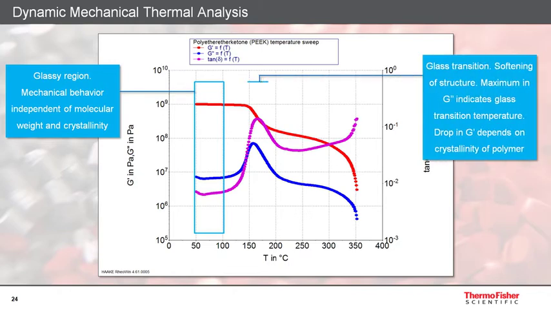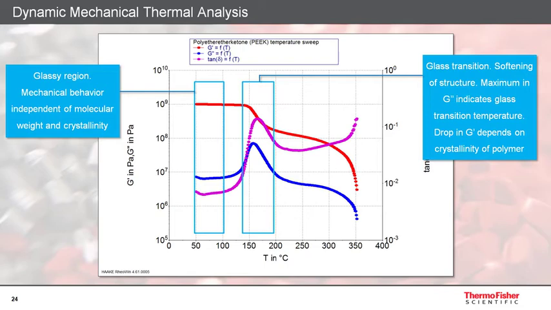Once this transition temperature is reached, the polymer starts to become softer and the G' signal starts to drop. The glass transition does not occur at a single temperature, but rather over a temperature range. In this range, G" as well as the tan delta go through a maximum before they drop again.